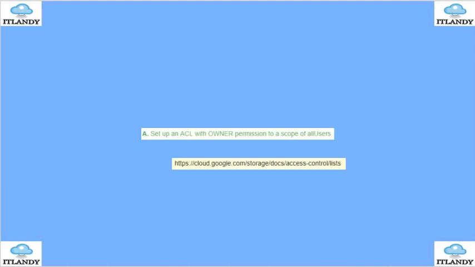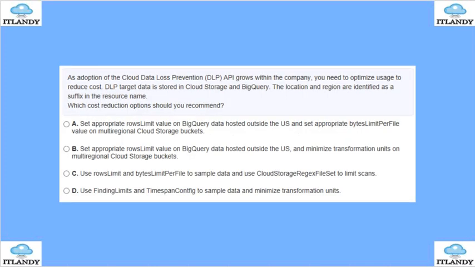Okay, and the last question. As adoption of the Cloud DLP API grows within the company, we need to optimize the usage and resource cost. DLP targets sensitive data stored in BigQuery. The location and region are identified as a suffix in the resource. Which cost reduction option should be utilized?